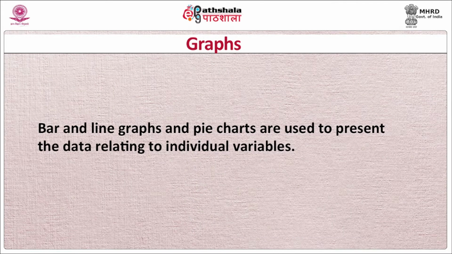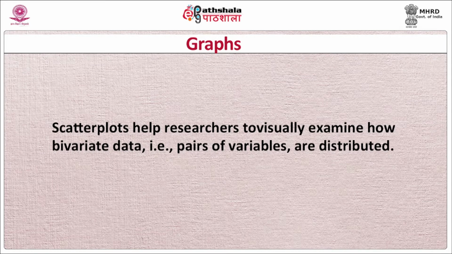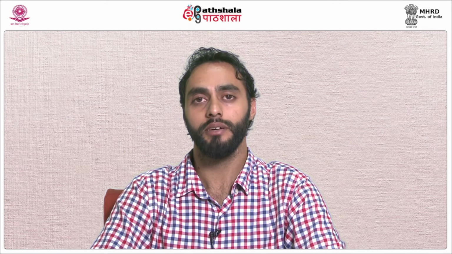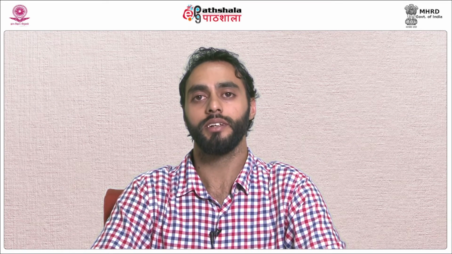Bar and line graphs and pie charts are used to present the data relating to individual variables. Scatter plots help researchers to visually examine how bivariate data, that is pairs of variables, are distributed. One variable is plotted along the x-axis and the second is plotted along the y-axis, and the resulting scattering of data points allows the researcher to eyeball the correlation between the variables as a preliminary step to conducting a bivariate statistical analysis.